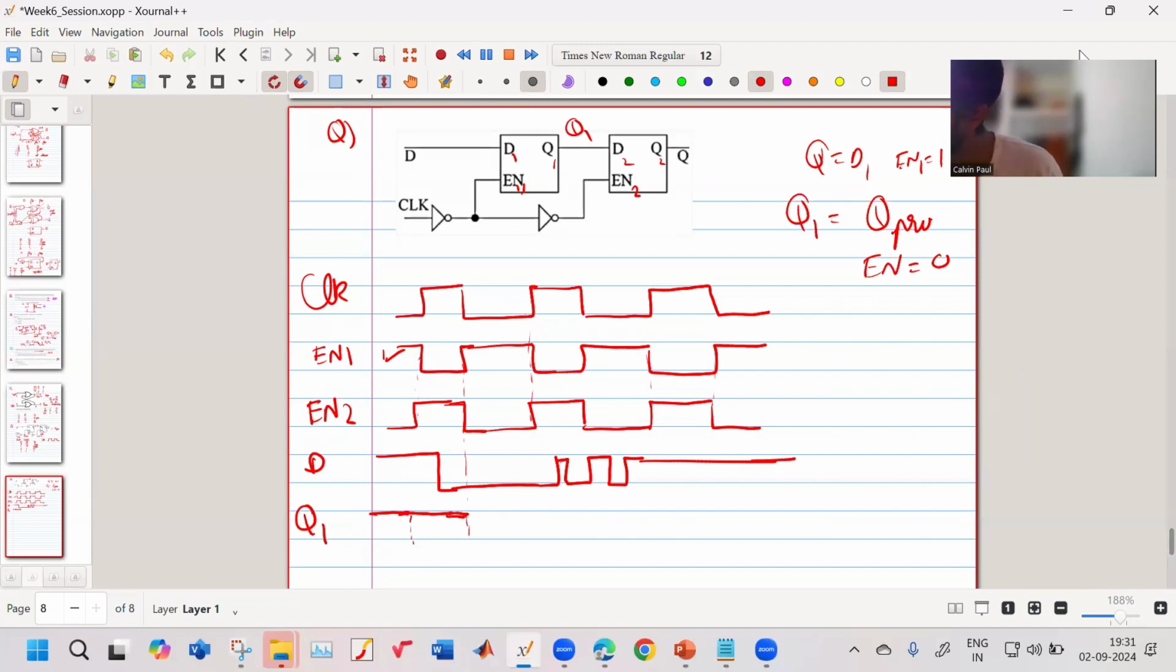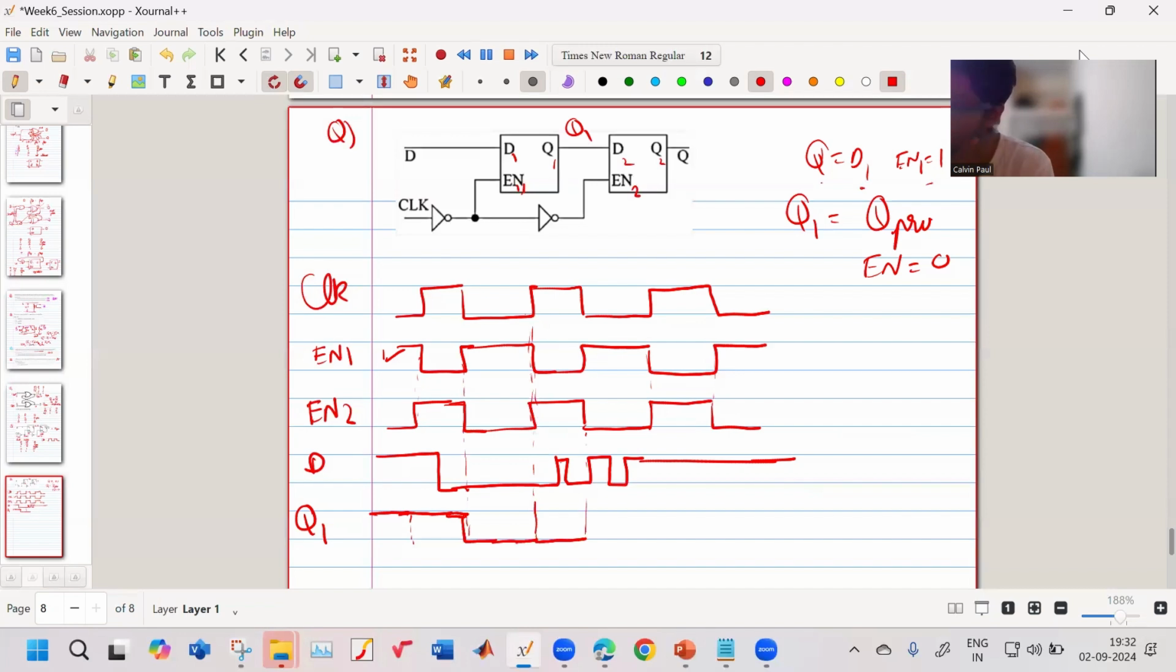Now enable 1 has become 1. So my Q1 is equal to D1. My D1 is D. That is low, so it will go low. It will go on low until my enable 1 becomes 0. When enable 1 becomes 0, my Q1 will be Q previous. Q previous is this, so it will continue to be 0.